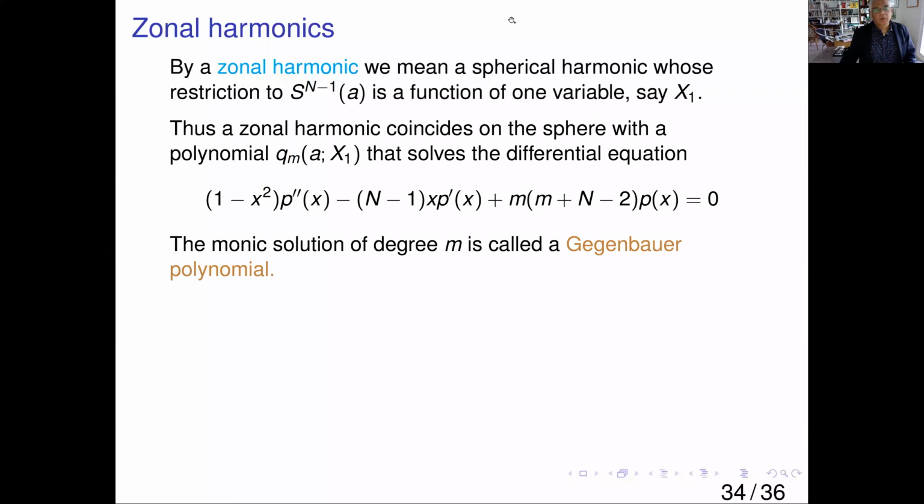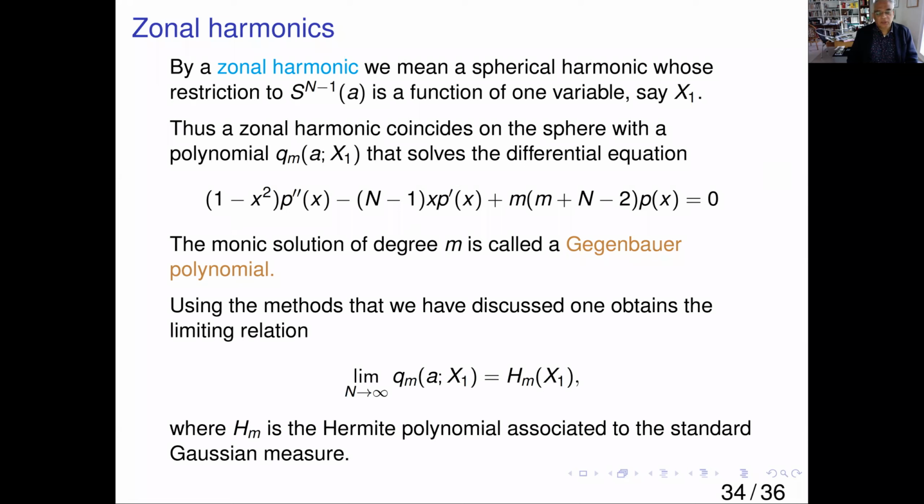Then if you take the harmonic equation, so the Laplacian of the polynomial is 0, and you write the polynomial as a polynomial in x1 plus something that is 0 on the sphere, and work out all the steps, you'll see that a zonal harmonic, when viewed as a polynomial in x1, satisfies this ordinary differential equation. And these monic solutions are called the classical Gegenbauer polynomials. So again, this is in fixed n dimension.